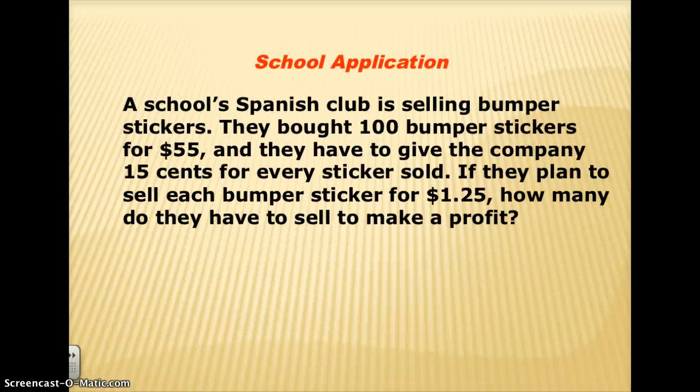Let's finish up with a word problem. The school Spanish club is selling bumper stickers. They bought 100 bumper stickers for $55, and they have to give the company 15 cents for every sticker sold. If they plan to sell each bumper sticker for $1.25, how many do they have to sell to make a profit?